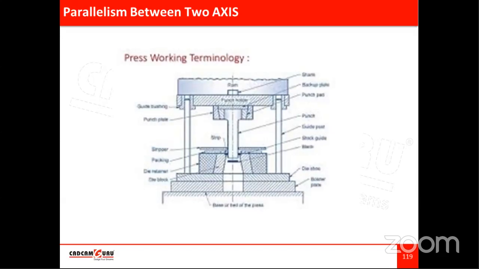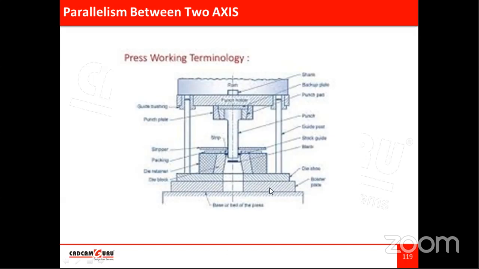So the same thing is shown here in this diagram. You can see this is the punch and die. This one is the punch and this one is the die. Here the workpiece or component will be moved from this side, and this is the punching action. This punch will come down, punch a hole in the component, and this cut material will be removed.